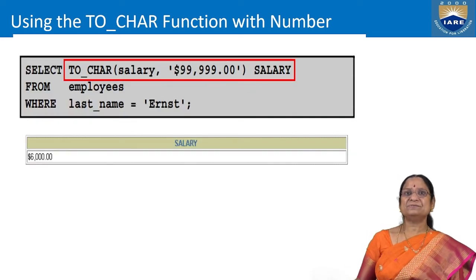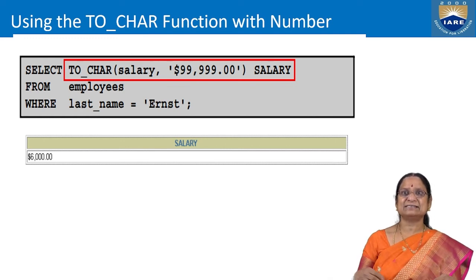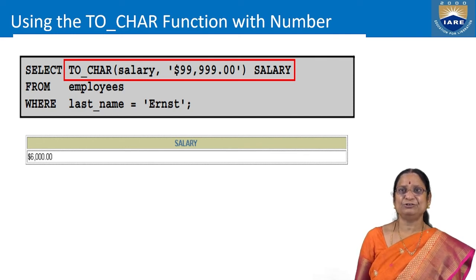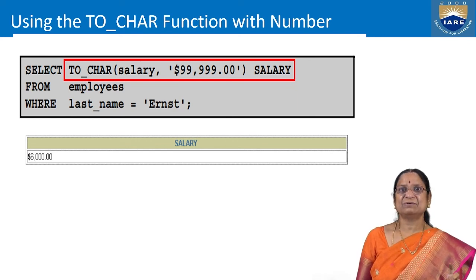You observe here TO_CHAR of salary. Salary must be converted into character form in the format we have specified here. Please remember, we provide format specifications while displaying in other languages. Similar to that, here the format specification can be specified by us to display the content of the database on screen. The first character must be dollar and our salary must be in this format: two digits for thousands, three digits for hundreds, tens and units, followed by a decimal point and two decimal places.